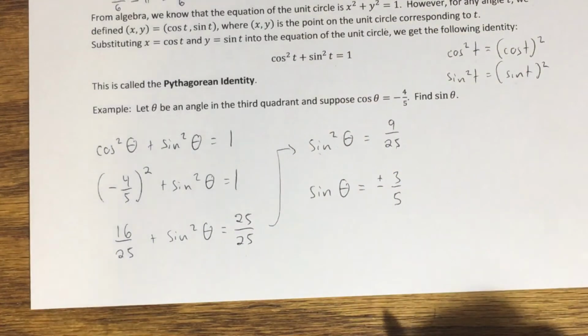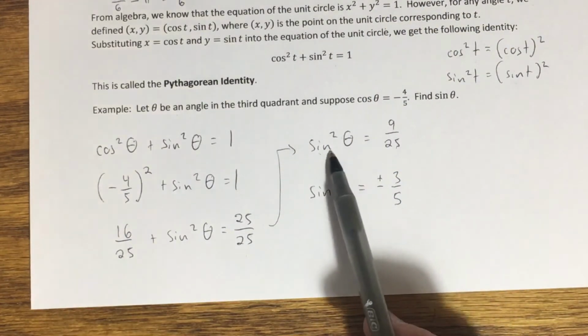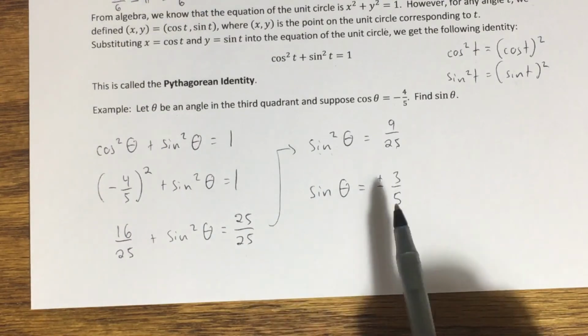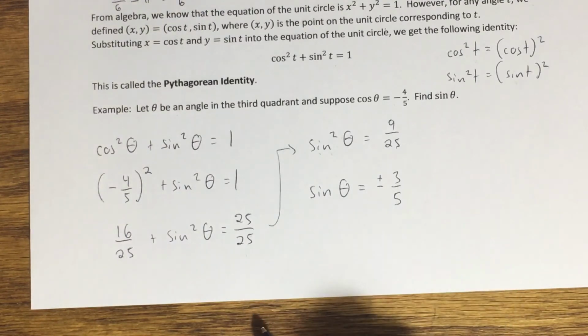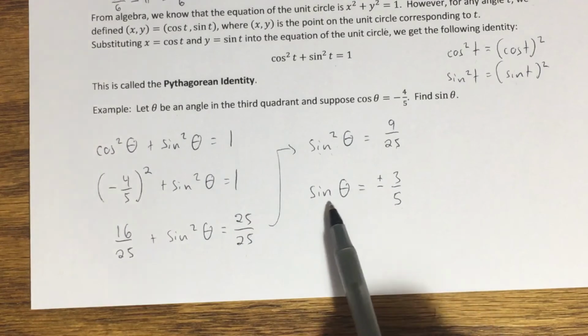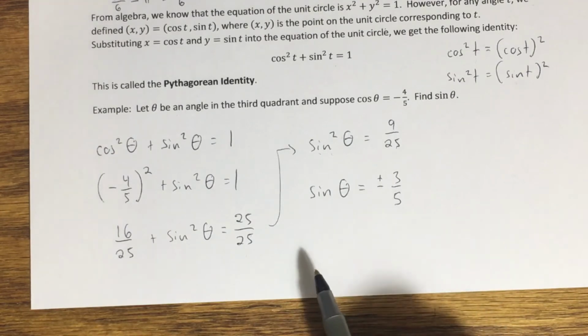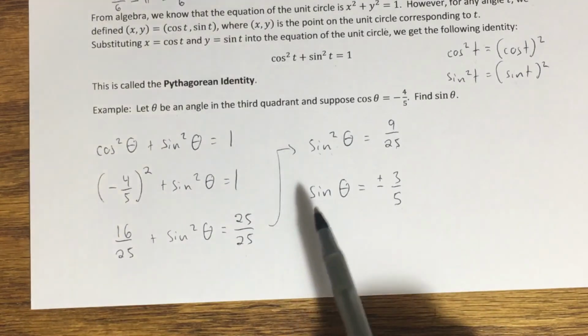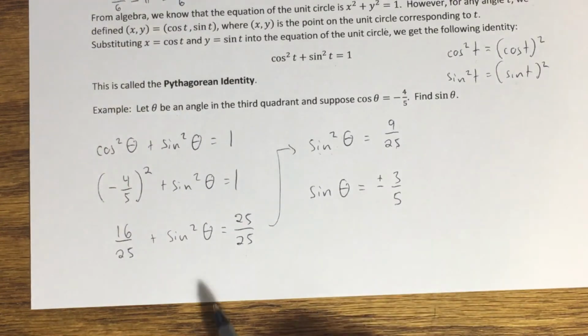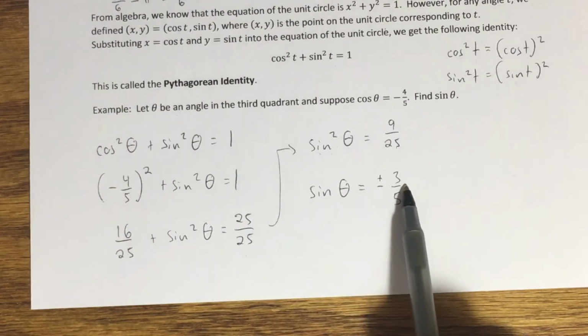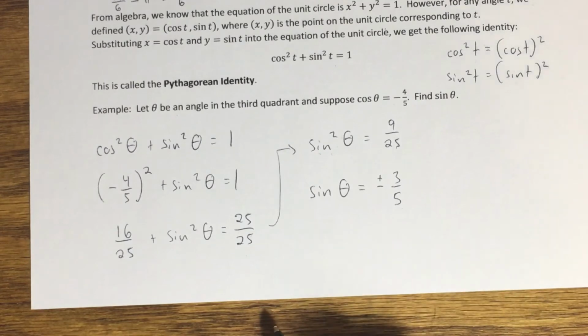Now remember that anytime you take the square root of both sides of an equation, you have to pick up this plus or minus here. That's a necessity. But the sine of theta can't equal two different numbers. It's a function. It should only have one output for any given input. So we have to determine whether this is a positive 3/5 or a negative 3/5.